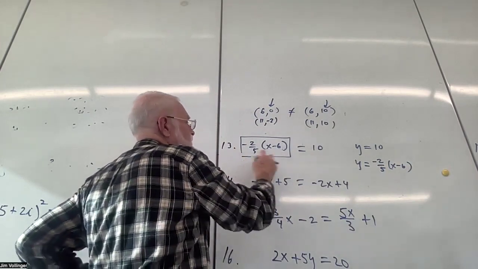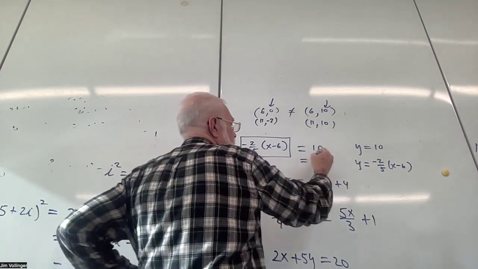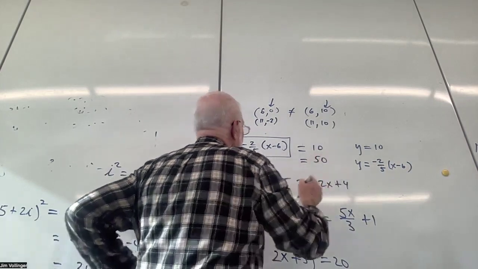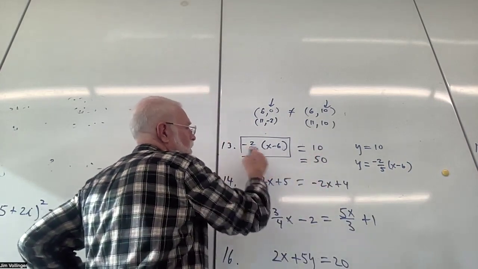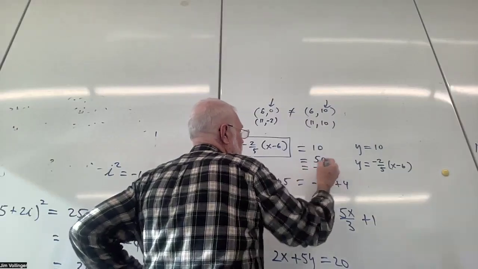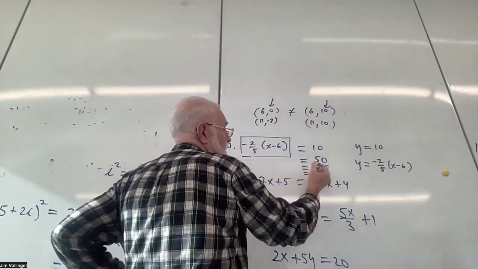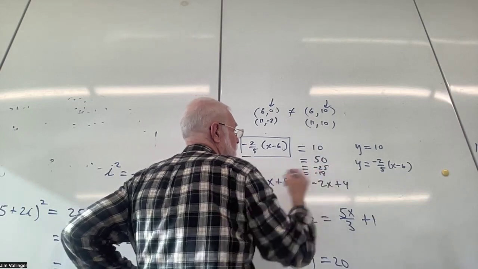Well, how about I take division by 5 and multiply it over here? That would give me 50. And how about if I divide by negative 2? Well, that would give me negative 25. And how about if I add 6? Well, that would get me negative 19.